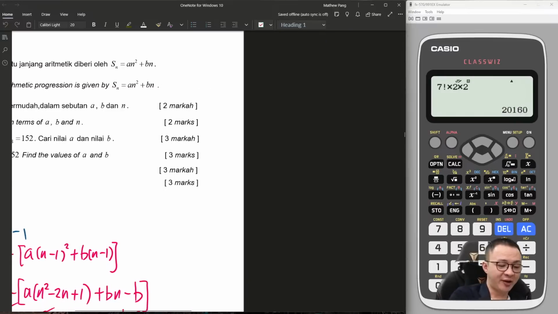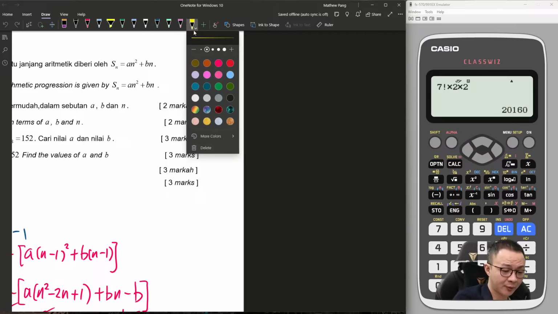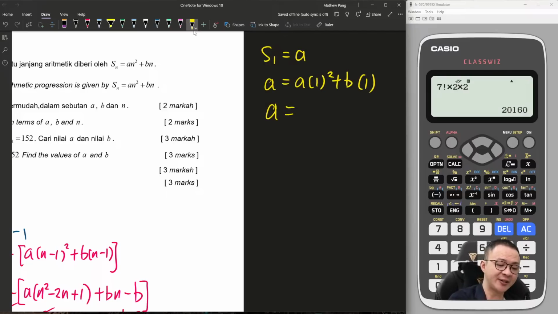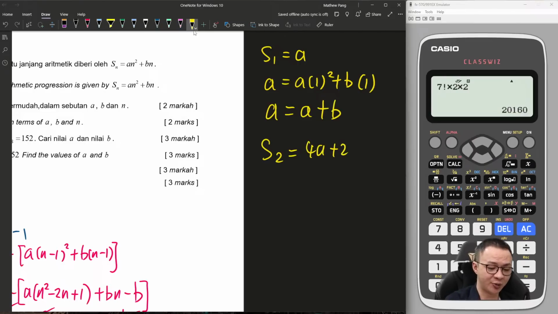Okay, just now we said we have another way we can do, right? So for example, let's say I want to find a, which is the first term, right? First term is a, so a is basically a1 squared plus b1. So the first term is basically a plus b in this case. Then I will find S2. S2 is the sum of the first term and second term, right? So I just do it quickly. This is 4a plus 2b, right?